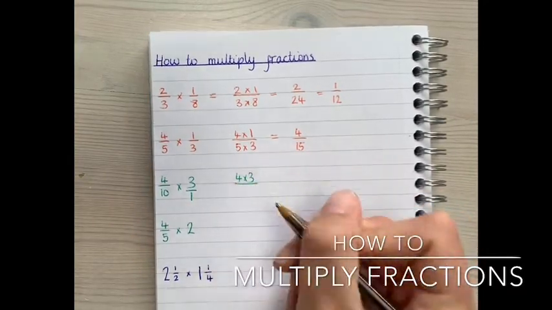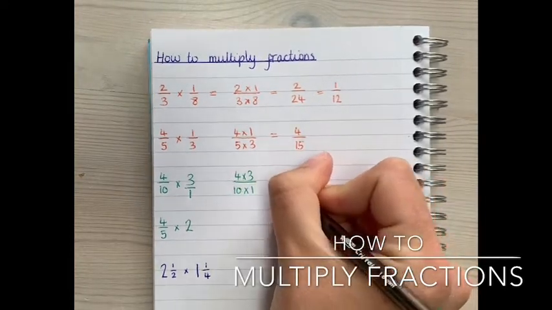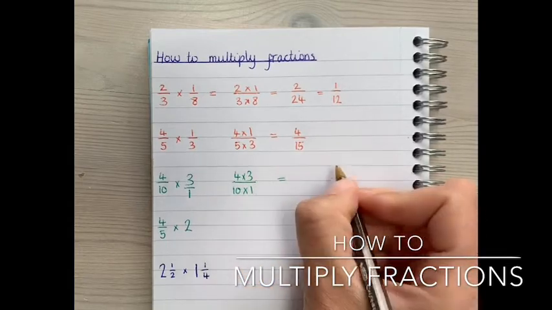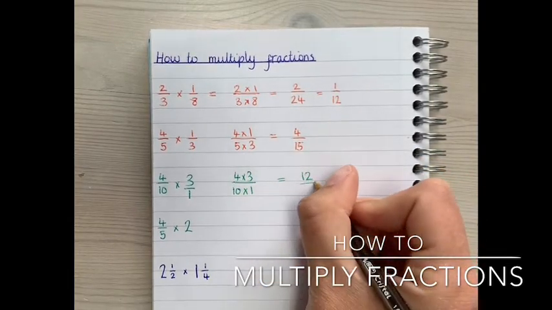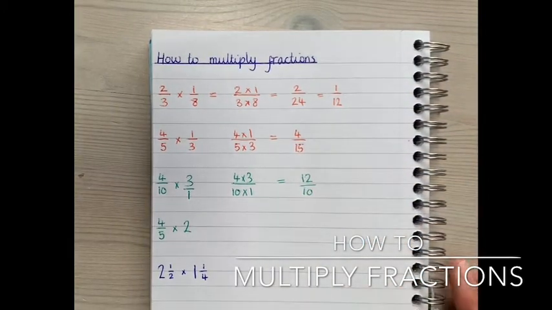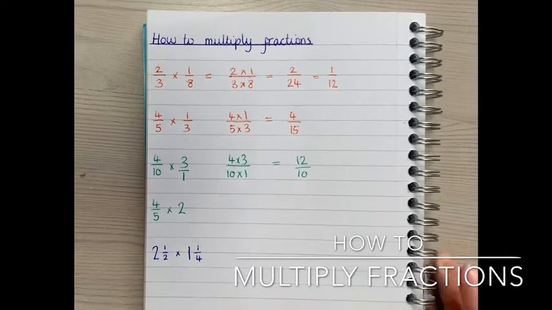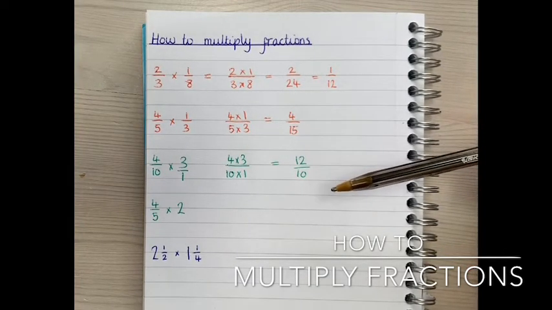And then the denominators would be 10 multiplied by 1. So 4 multiplied by 3 is 12. 10 multiplied by 1 is 10. Again, I need to think about whether I can simplify this or make it into a mixed number. Because the numerator is larger than the denominator, I know that I can make it into a mixed number.